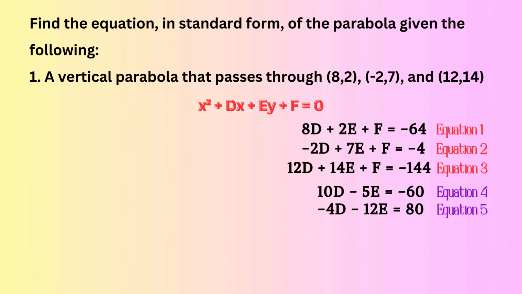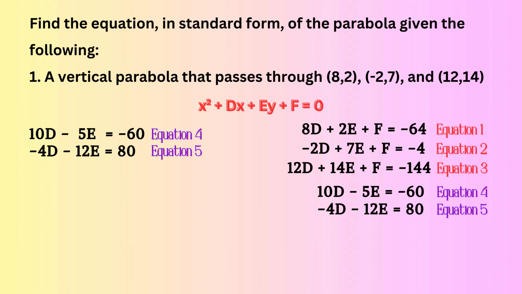Notice that our equations 4 and 5 have two variables, d and e. Therefore we will use systems of linear equations once again, on equations 4 and 5, to finally solve one of the variables. Let's try to eliminate variable d first. Before that, we have to make the coefficients of variable d the same, to eliminate them. The coefficient of d in equation 4 is 10, while the coefficient of d in equation 5 is negative 4.